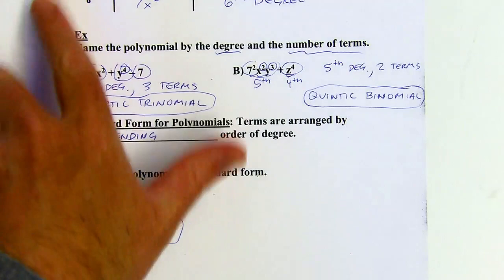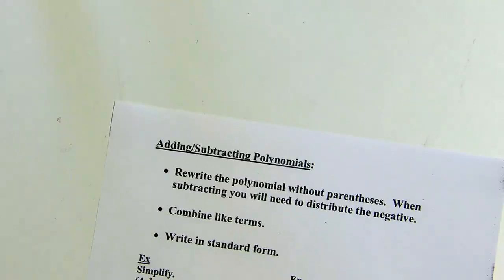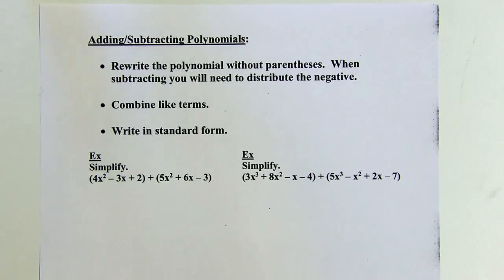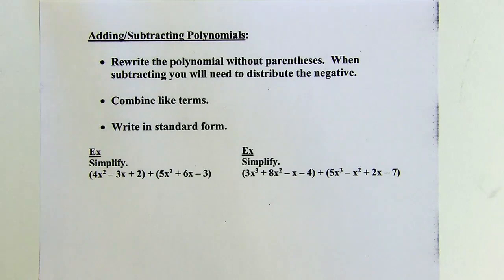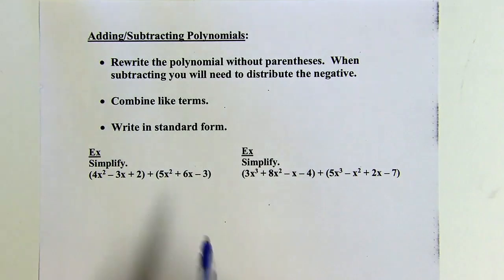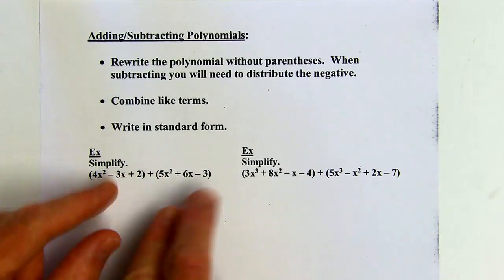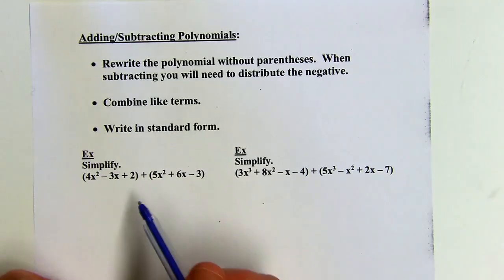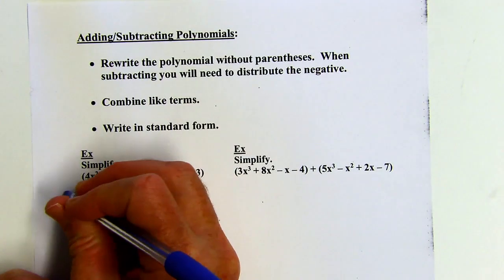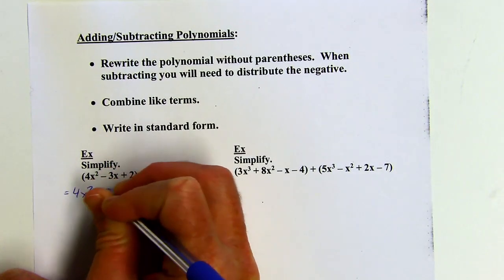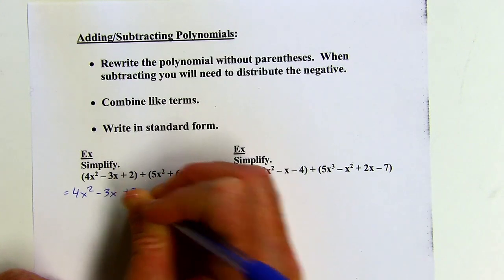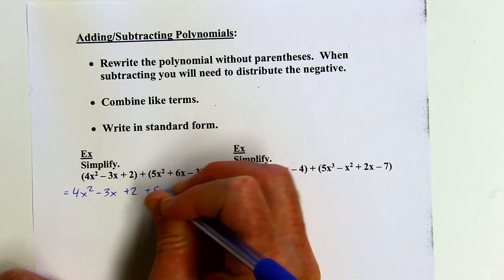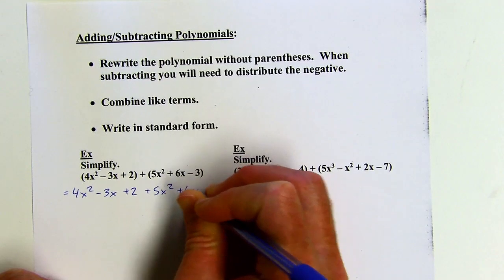Okay, let's do some adding and subtracting of polynomials, because that's what the name of the section is, right? So first, when we're doing this, we're going to rewrite the polynomials without parentheses. Here I'm adding two trinomials together, so this is actually going to look the same without parentheses, since we're just adding these two pieces together. I'm going to be adding all three of these terms in the second trinomial, so it looks exactly the same without parentheses.